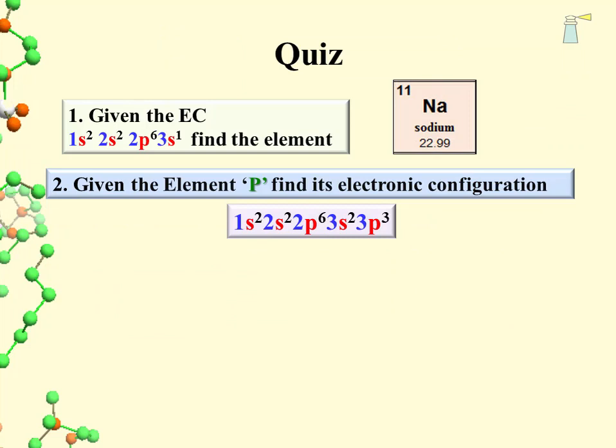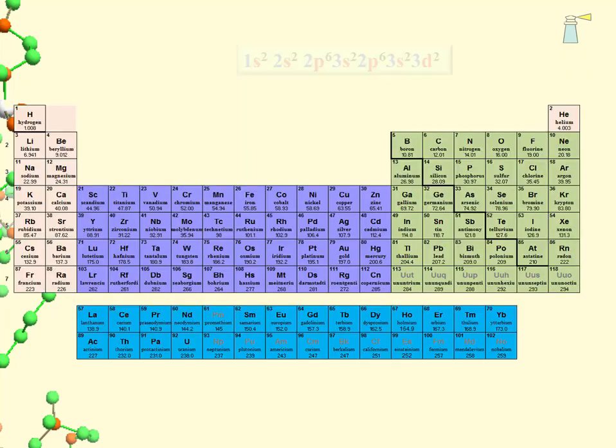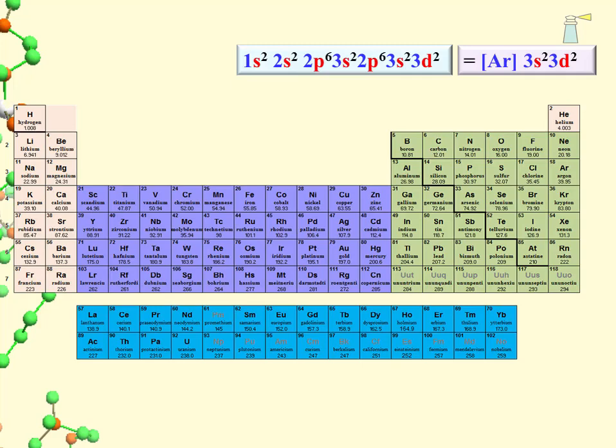And that's 2 down. Let's try a slightly harder one. Given this longer, more complicated EC, find which element it represents. Now, this longer EC may seem a bit more intimidating, but like the previous problem, using sodium's EC, it is solved using just the information in the last listed orbital, 3d2.